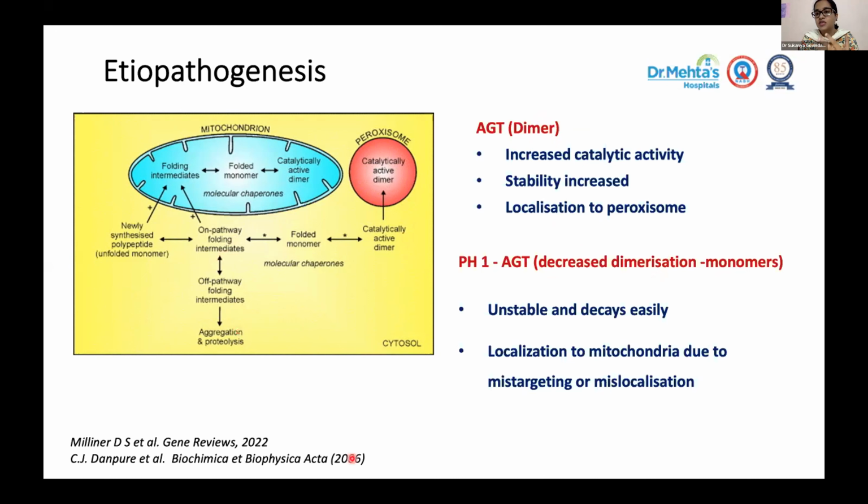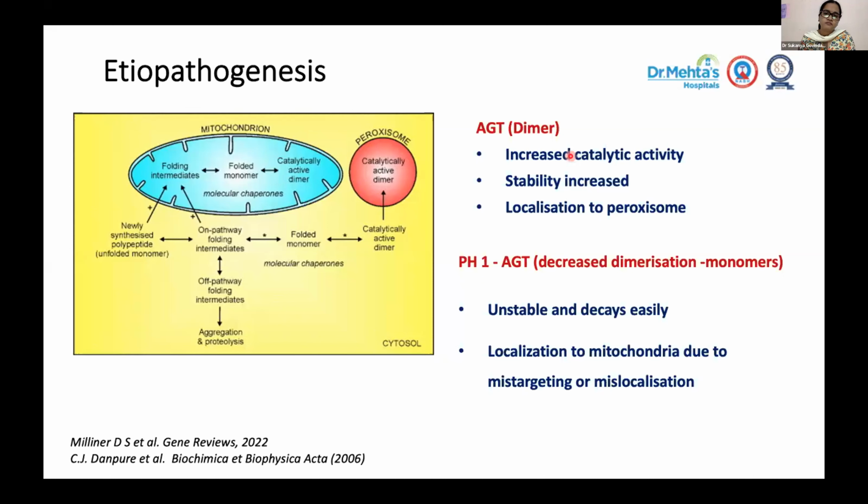So many of the mutations that happen in this AGT enzyme or the AGT gene result in monomerization. So there is false localization of this enzyme to the mitochondria. So as I said, the dimerization is important for its localization to the peroxisome and also for the stability. So with mutations causing monomerization, not only is the stability of the enzyme decreased, it's also that the localization of the enzyme goes back to the mitochondria rather than the peroxisome. So all of this would result in decrease in activity of the AGT and increase in glyoxylate being converted into oxalate. So this is the sort of a gist of the etiopathogenesis of this whole disease.